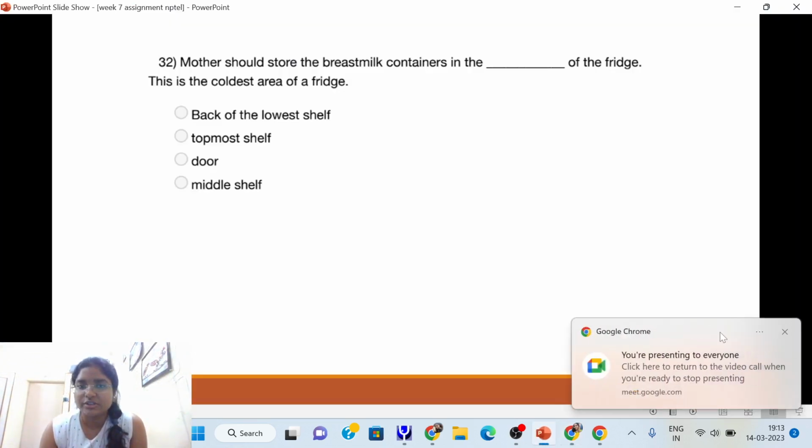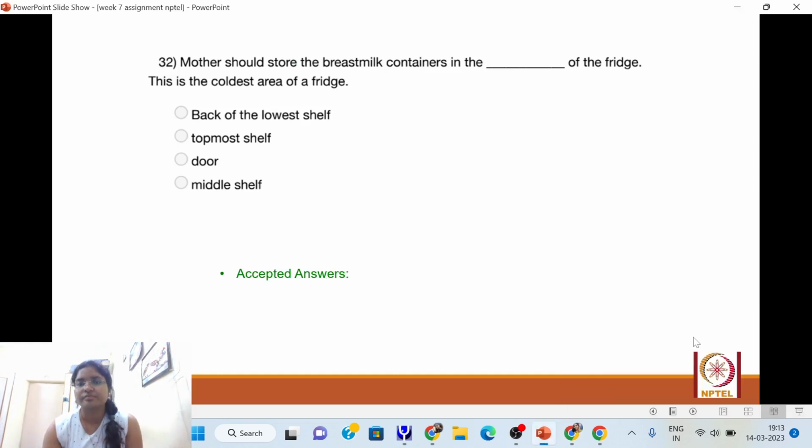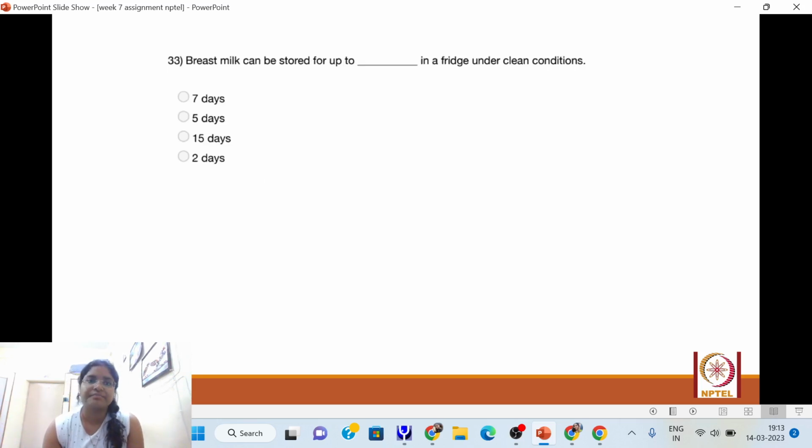Okay, let's see what is the correct answer. Correct answer is A. Back of the lowest shelf is the coldest area of the fridge and it is recommended to store breast milk containers there.